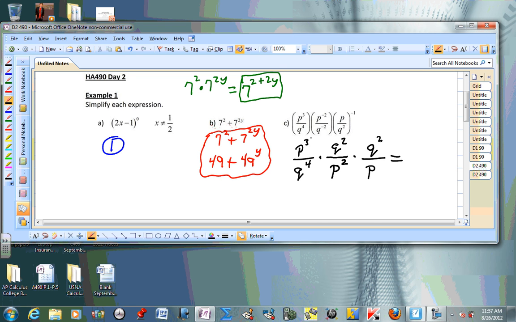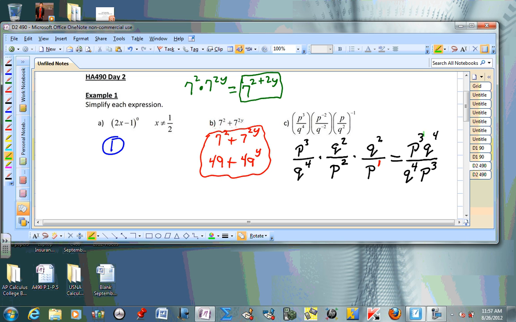In the numerator, we have p cubed, and there's no other p's, so p cubed remains unchanged. In the numerator, we have q squared times q squared. That makes q to the 4th power. Now in the denominator, we have q to the 4th power with no other terms, no other q's. So q to the 4th power remains unchanged. Now we have p squared times p. Remember that p is really p to the 1st power. So p squared times p makes p cubed.